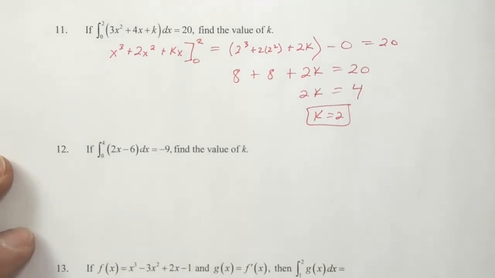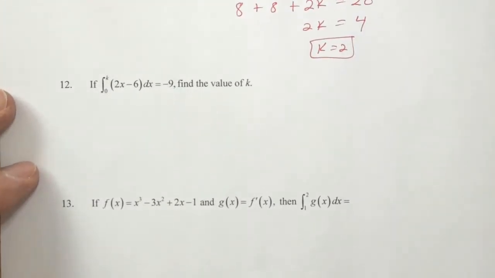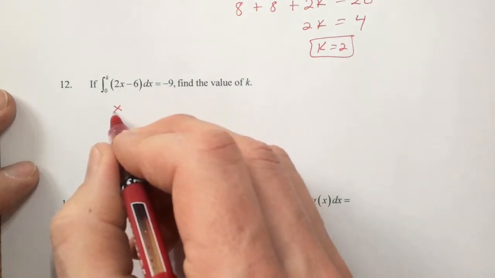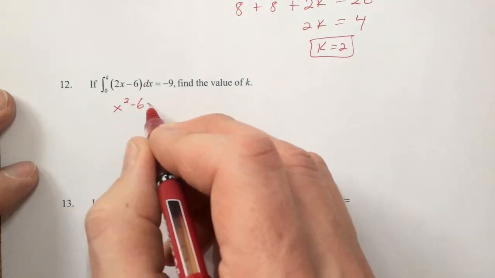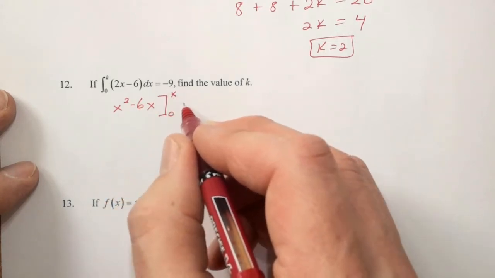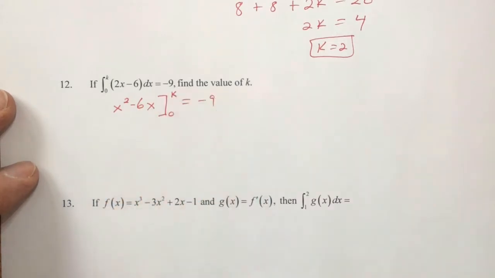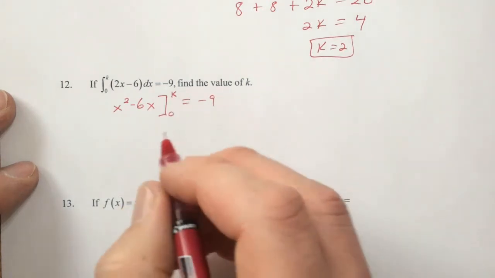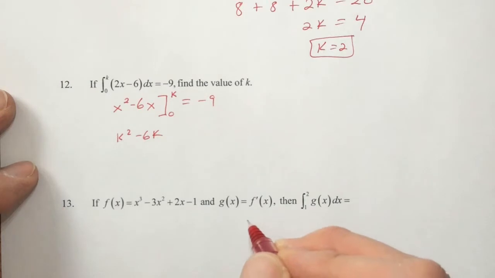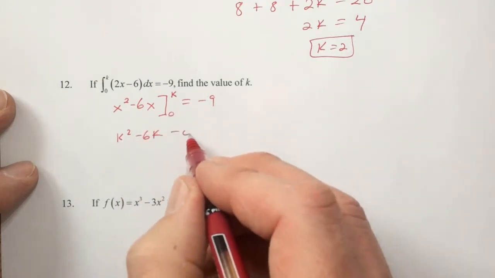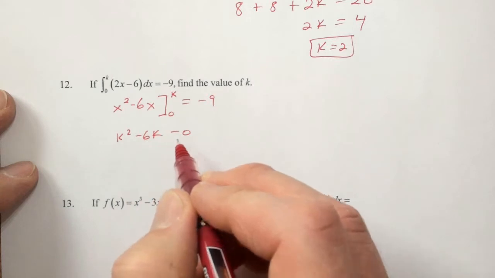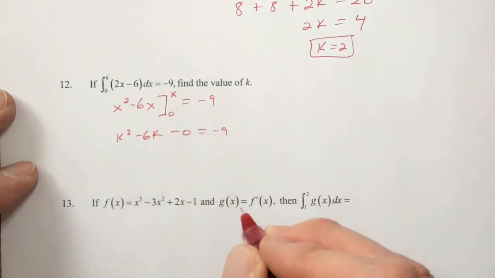With number 12, same idea, a touch more difficult. 2x minus 6 antiderives to x squared minus 6x. That's being evaluated from 0 to k, and it's going to be equal to negative 9. What happens when we plug in the k? We get k squared minus 6k. What happens when we plug in the 0? We get 0. So k squared minus 6k minus 0 will be equal to negative 9.